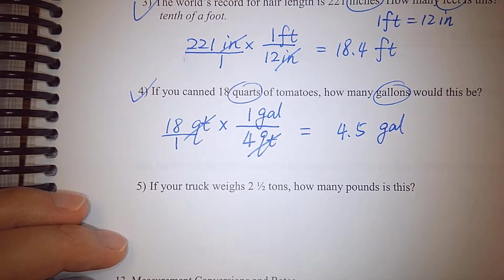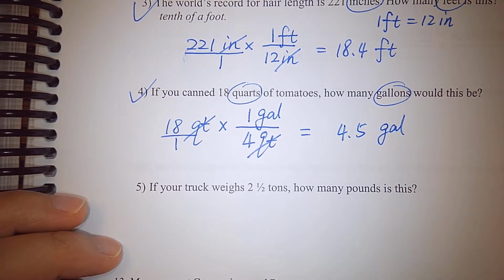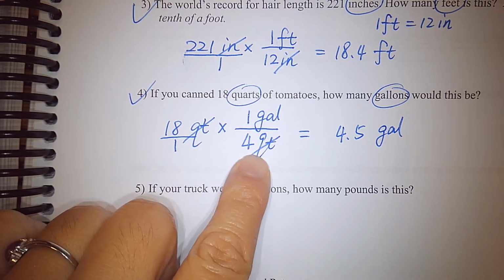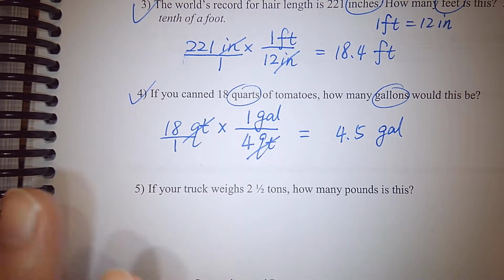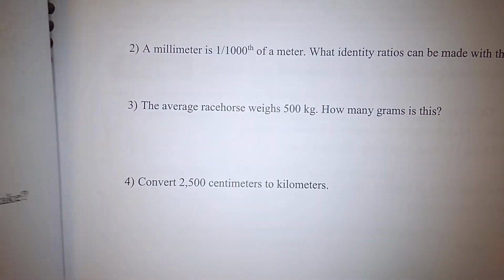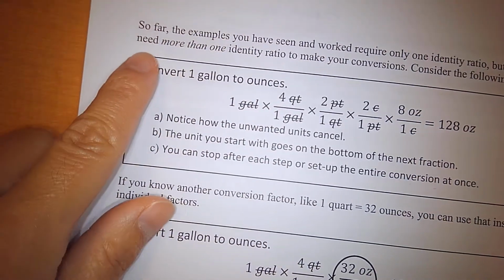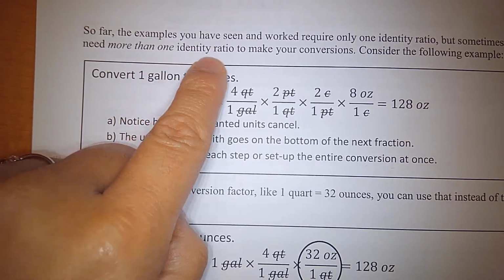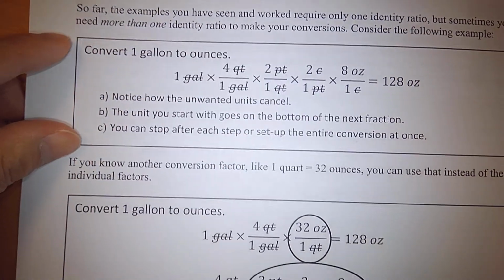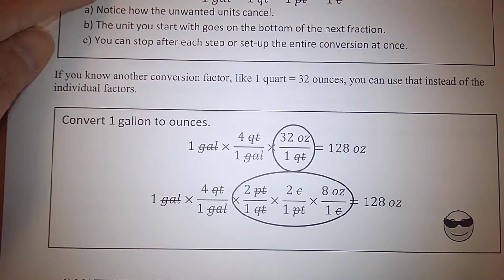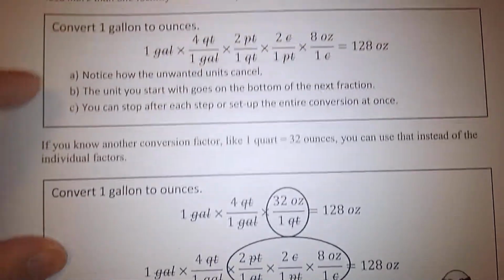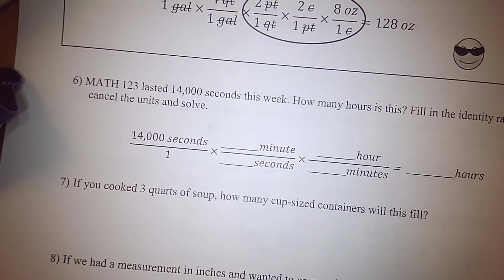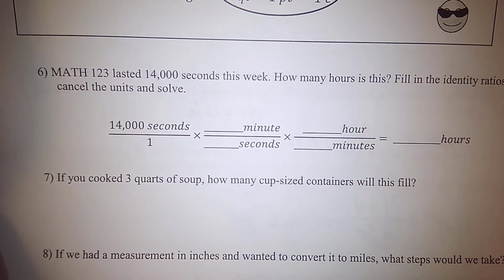Guys, do you have a brief idea about how to do conversions? From both questions 3 and 4, we only did 1 conversion each time, just 1 step. But a lot of times we need to do more than 1 identity ratio, more than 1 conversion. So these examples from the box, you can read them by yourself. I'm not going to talk about them because it has an answer key here. So we're going to do some practice questions directly.